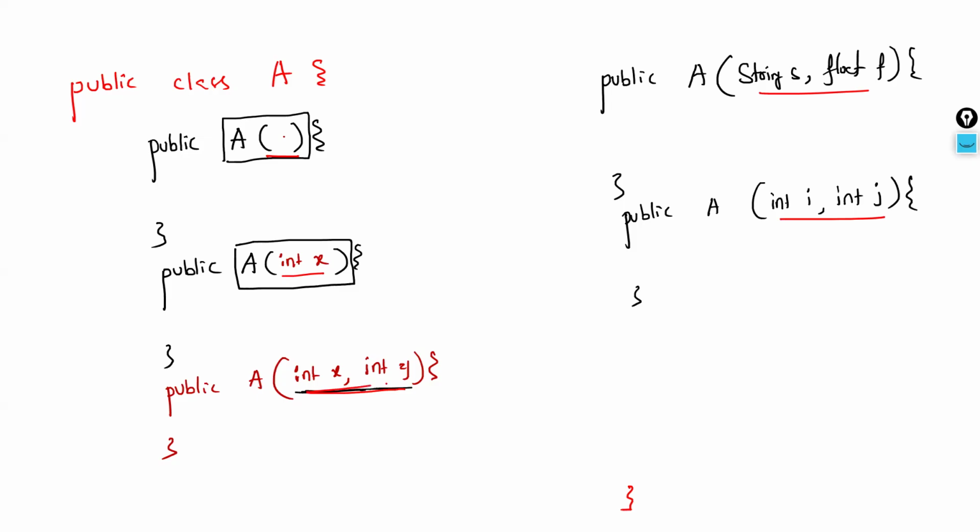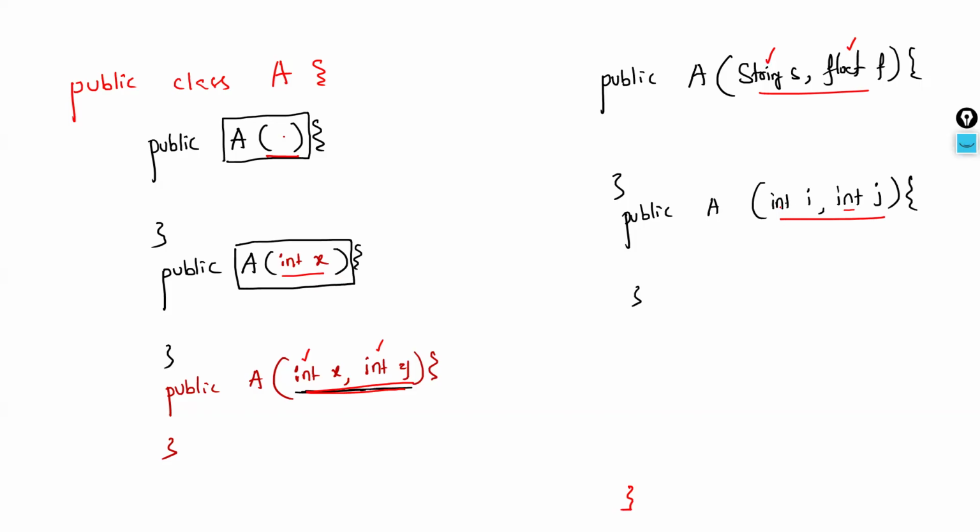Fourth one, third one, 2 parameters. What are the types of the parameters? Int x, comma, int y. What is the fourth one? String, comma, float. Is it the same as any of the previous? No. But here int, comma, int. Is it the same as the previous? Then there is a problem.